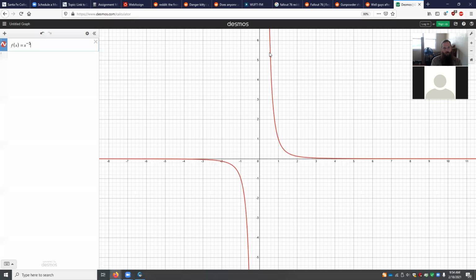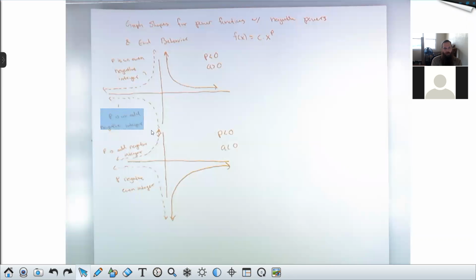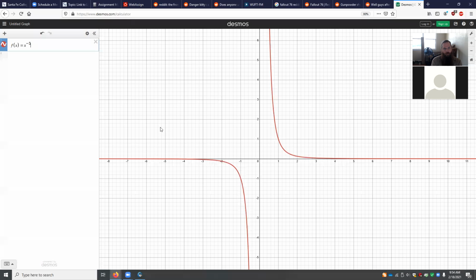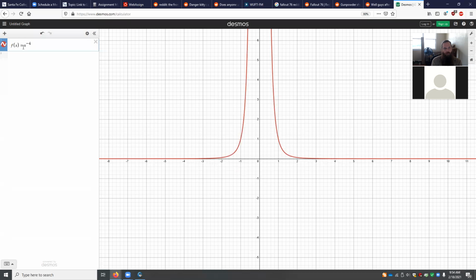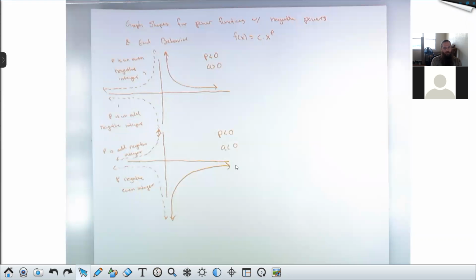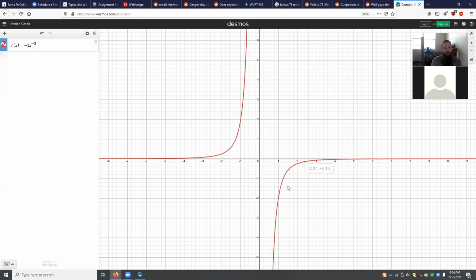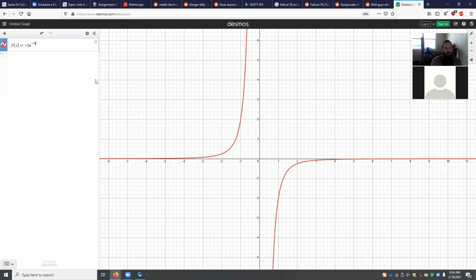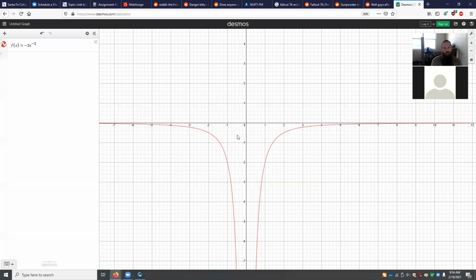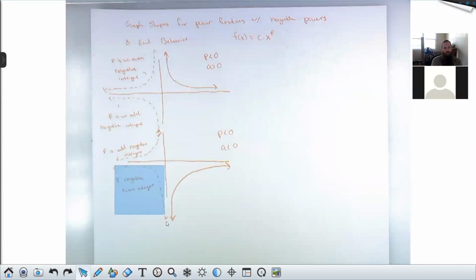You've got a piece in quadrant 1 that looks like this. And because P is an odd negative integer, you've got a piece in quadrant 4 that looks like this. X to the -4, piece in quadrant 1 that looks like this. And because P is an even negative integer, you've got a piece in quadrant 2 that looks like this. If I look at -2 times x to the -3, you've got a piece down here in quadrant 4 that looks like this, and a piece up here that looks like this, because P is an odd negative integer. And if I change this to a -2, you see the two pieces we're talking about here, this and this.